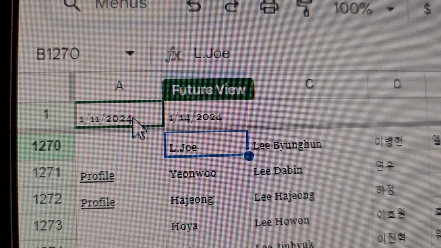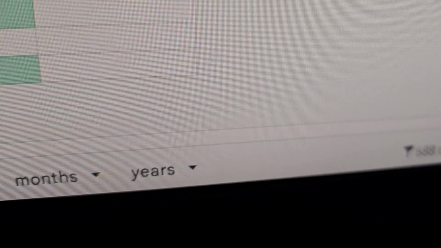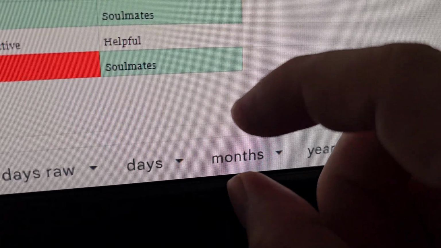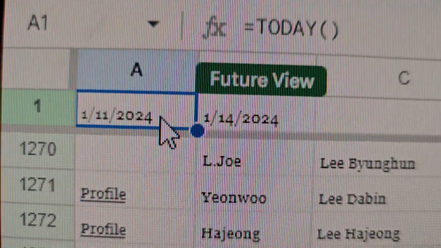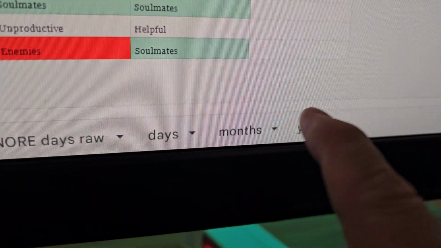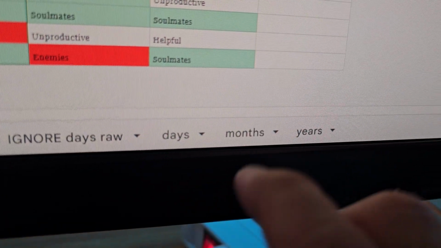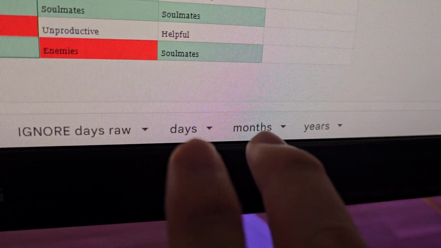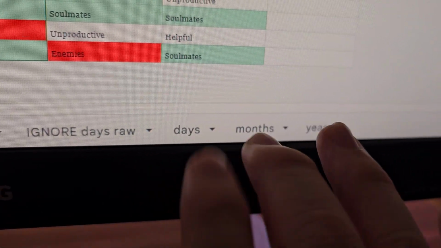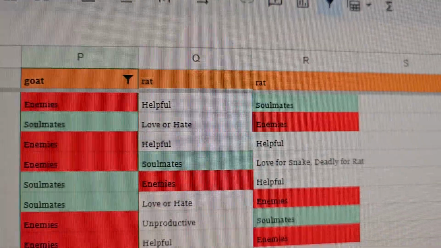So we take today. What is the year? 2024? Go to here, years, and find the animal. What is the month? January 11th? We go here, months. What is the animal for January 11th? And then finally, we do it again. January 11th, what is the animal for the day? So we go into 1, 2, and then 3. We do all 3, and then we find out goat, rat, and rat are the year, month, and date.